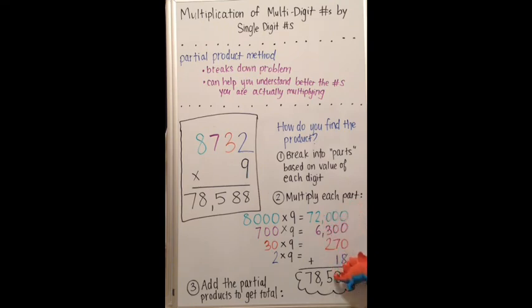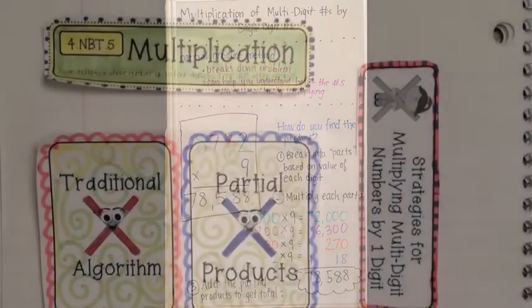2 plus 6 gives me 8. 7, I bring that straight down. And my final product is 78,588.